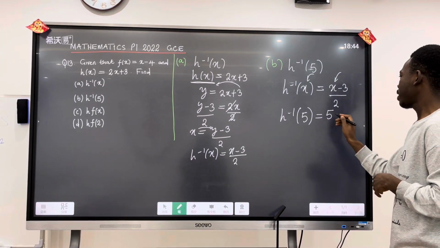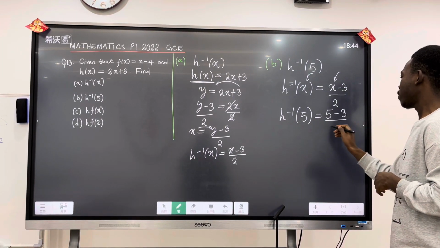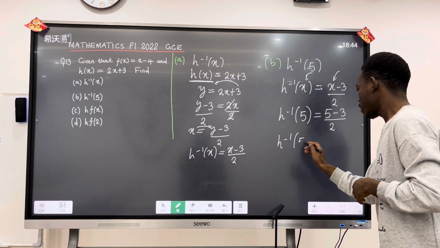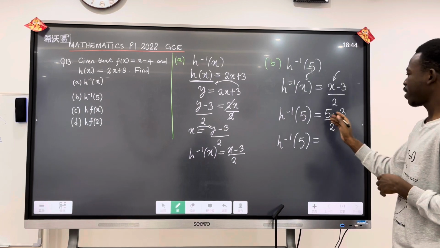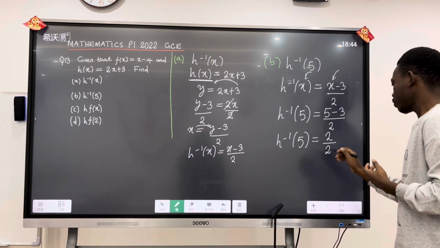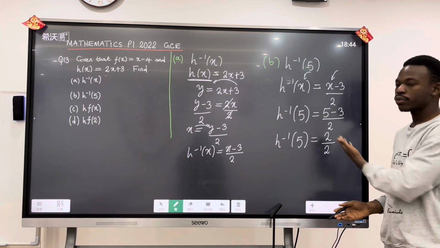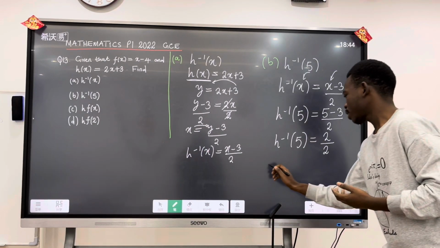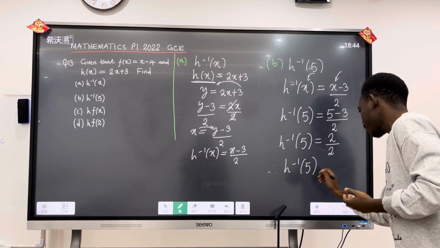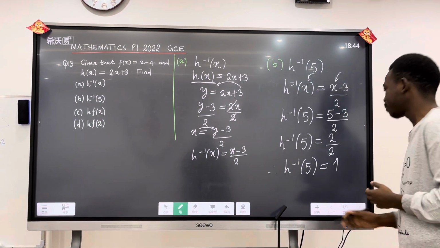So I'm going to have 5 minus 3 over 2. So h inverse of 5 is equal to 5 minus 3, which is 2, so we're going to have 2 divided by 2. And 2 divided by 2 is equal to 1. So therefore, our h inverse of 5 is equal to 1. That's the answer.